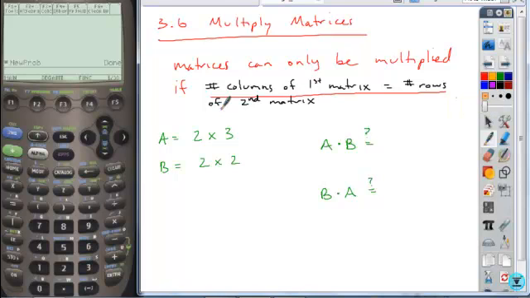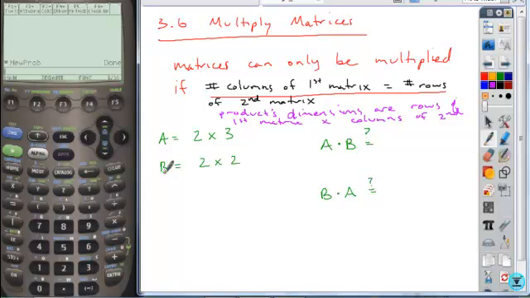If this is true, the product's dimensions are the rows of the first times the columns of the second. Okay, so let's take a look at what happens here.